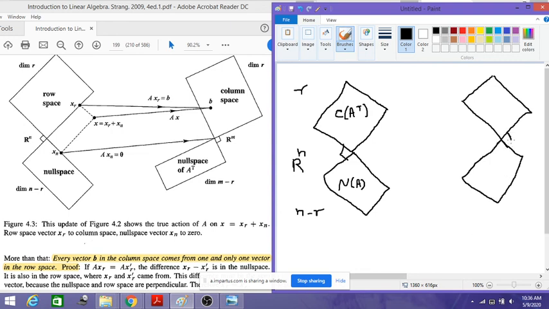This is C of A, and this is N of A transpose. So now we have the point here, which we can call xr, and we have the xn here in the null space. If we add both of these, we'll get x. So x is equal to xr plus xn.